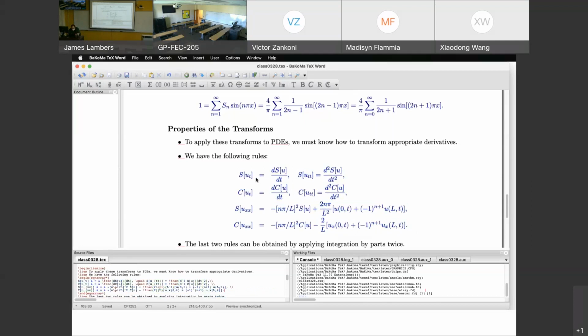So in the case of derivative with respect to time, well, we're applying the transform in x. So Fourier transforms and derivatives with respect to time can be applied interchangeably. Another way of putting it is the transform of the time derivative is the time derivative of the transform. That gives you these four rules here. The first and second derivative with respect to time, either cosine or sine transform. So that's the easy part.